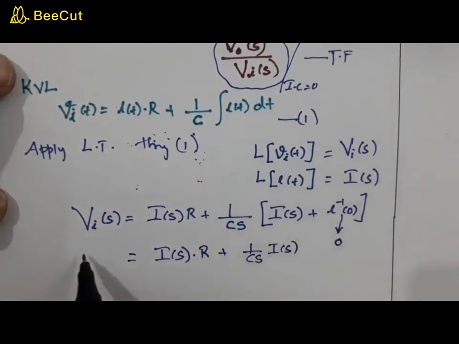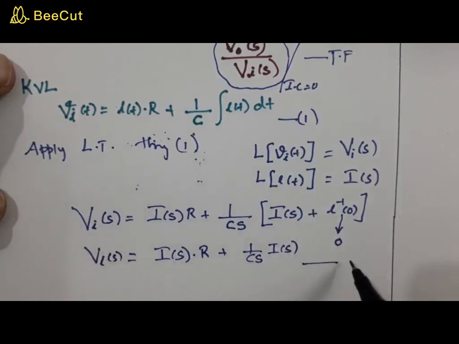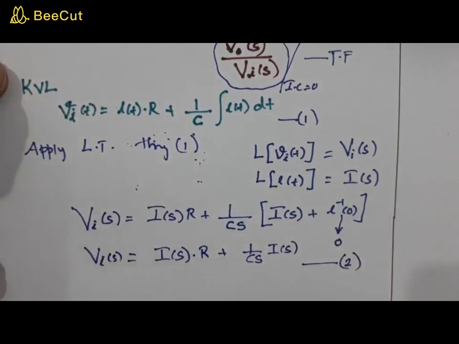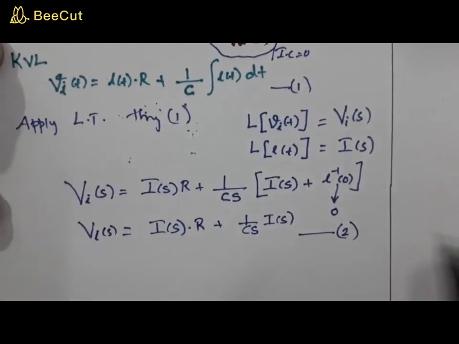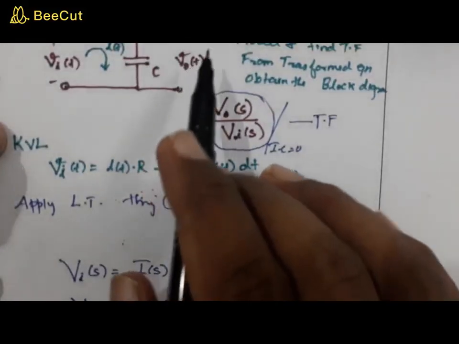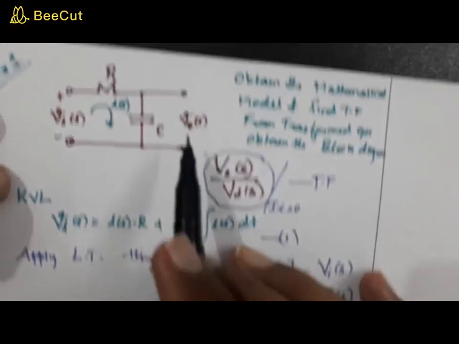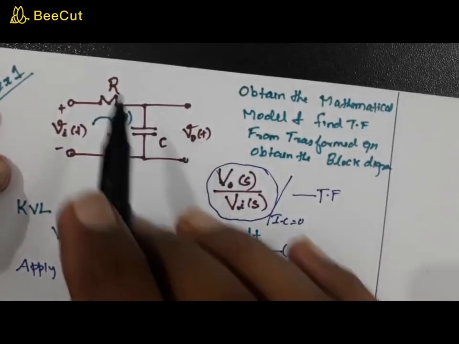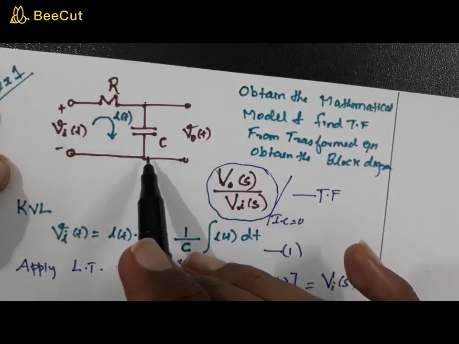Okay, so this is Vi of s, and let us call this equation number 2, right? Now let's see one again. Can you write the equation for v0 of t? Now what is v0 of t? V0 of t is the voltage that develops across the capacitor, right?